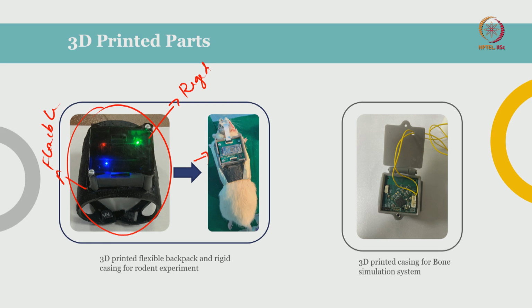This flexible backpack will have some holes, so the rat can safely insert its legs inside that backpack, and this allows us to hold that electronic casing much more firmly onto the rat's body. Okay.